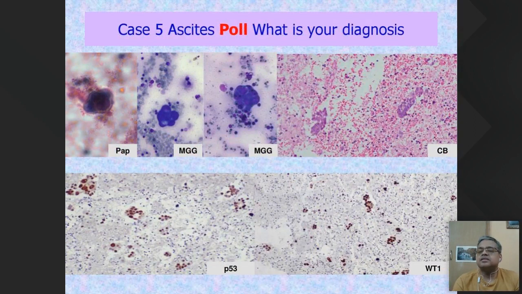This is another ascites. This also has a poll. So let's start the poll. This is case 5.